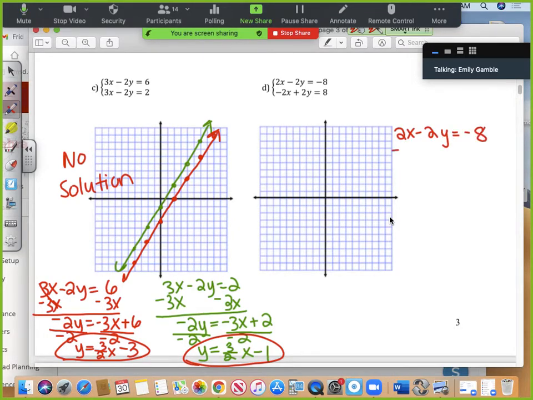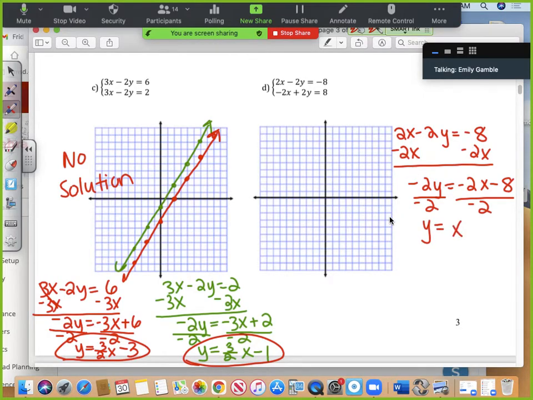Solving this for y, I'll subtract 2x from both sides of it. A lot of these look very similar. I get negative 2y equals negative 2x minus 8. Divide everything by negative 2. My first equation is going to be y equals 1x plus 4. So looking at my y-intercept, 1, 2, 3, 4 up with a slope of 1 will look like this. And I'll come back to connecting those points in a second.